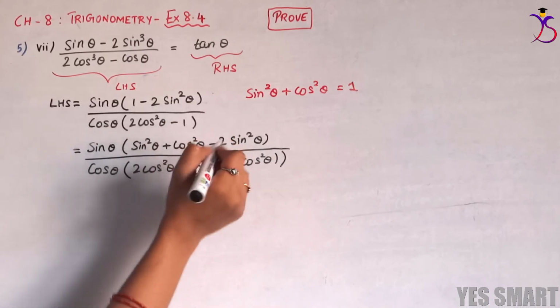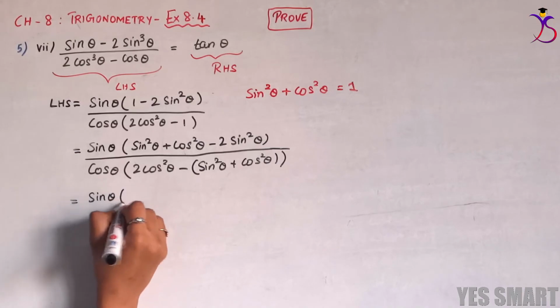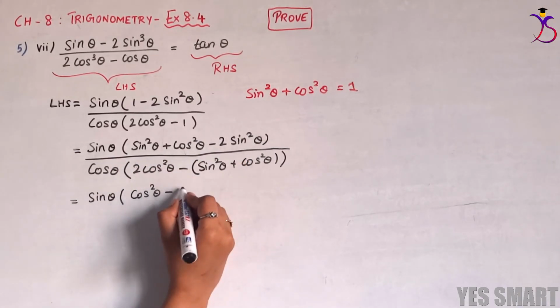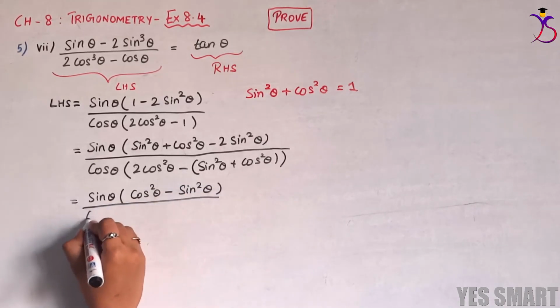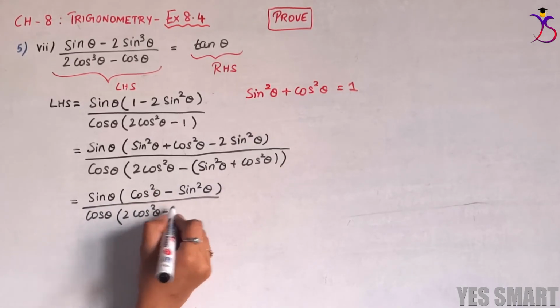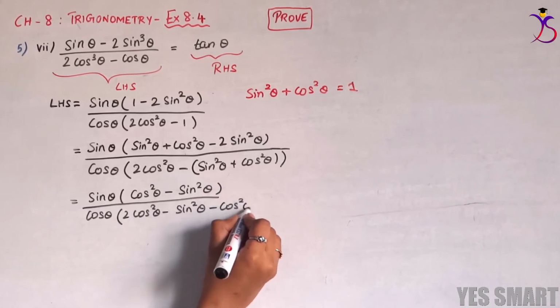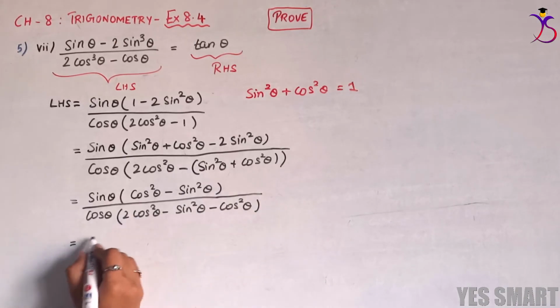And now on solving these, sin theta into sin square theta minus 2 sin square theta is minus sin square theta, so I am just writing cos square theta the second term now and writing minus sin square theta divided by cos theta remains same into 2 cos square theta, just bringing this minus inside. Therefore minus sin square theta, minus into plus, minus, minus cos square theta. Now in the next step the numerator remains same.